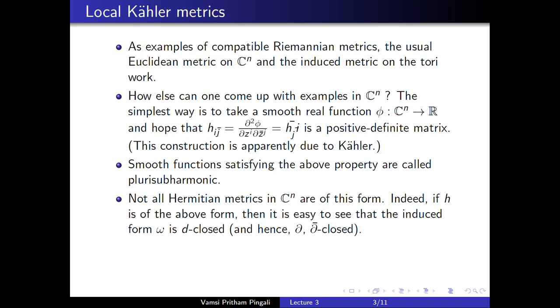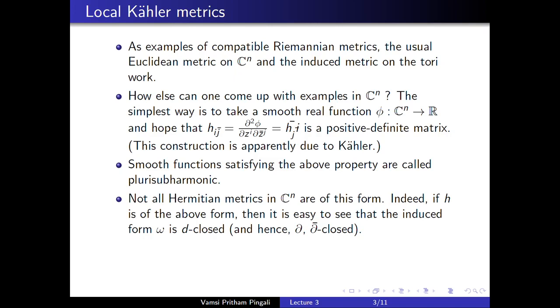More concretely, if H is of this form, there's a very interesting observation here. If H is of that form, then the induced form, what is the induced form? Recall, it's simply the imaginary part of H, up to a factor, of course. This induced form, if you want to write it down explicitly, it's the sum over i,j of h_{i\bar{j}} dz_i wedge dz̄_j times √-1 divided by 2, or you can omit the 2, whatever, right?